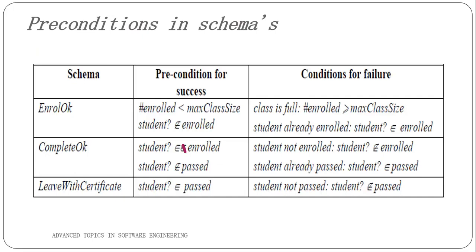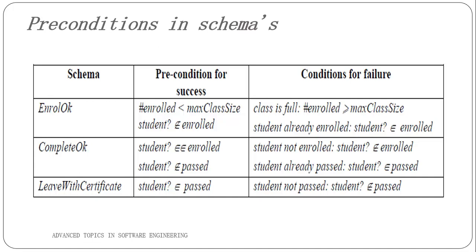So this is a summary of all the preconditions for the success of all the schemas. We have represented three schemas in this case. One is Enroll OK, second is Complete OK, third one is Leave With Certificate. The very first precondition for the success of the first schema is that the cardinality of enrolled should always be less than max class size. That is, the number of students in the enrolled set is less than your max class size. And the second precondition is that the student that you want to input should not belong to enrolled.